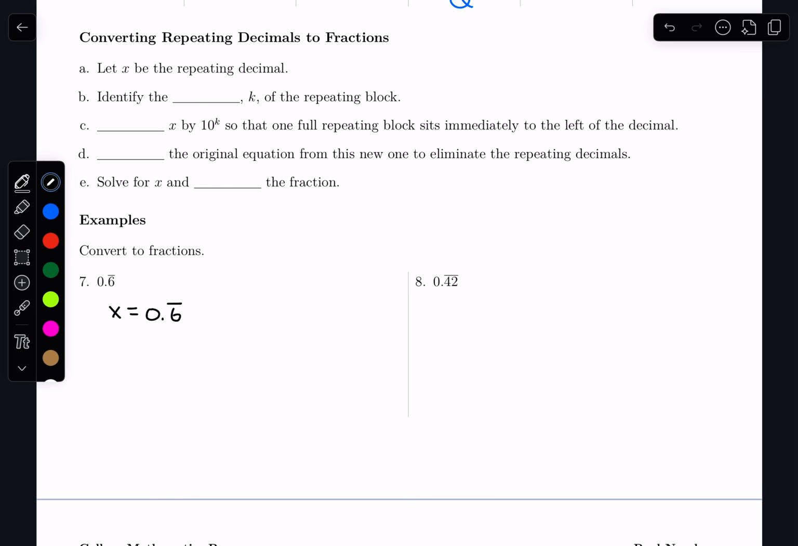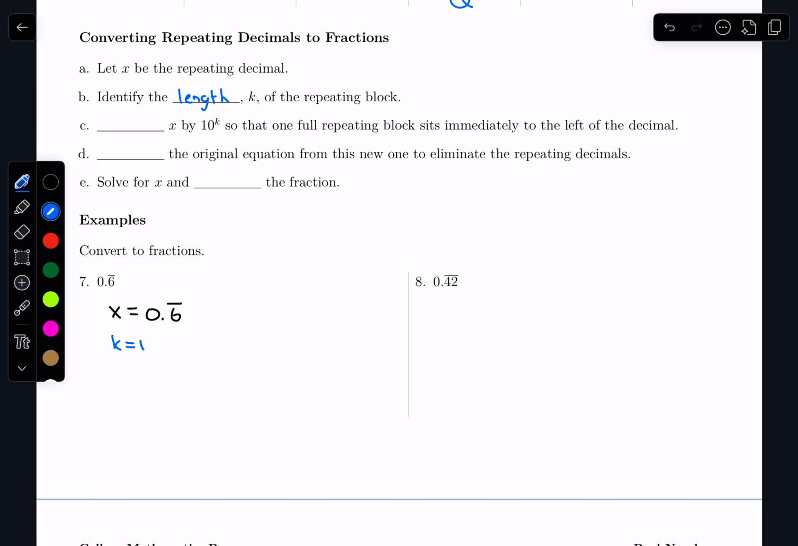Step 2, or part B up there, is identify, and we're going to call this the length k of the repeating block. So we want to know how many characters long is the part under the bar. So down here at 0.6 with a bar over the 6, there's only one digit under that bar. So we're going to say that k equals 1 to represent that 6 that's under the bar.